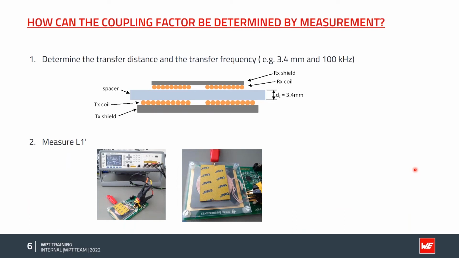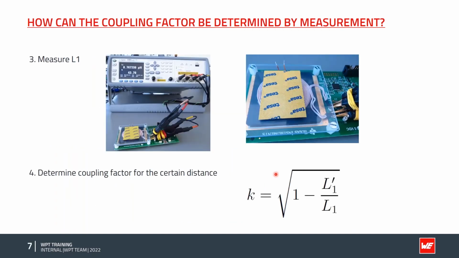So at first, we have to determine the transfer distance and the transfer frequency. In this example, I used a distance of 3.4 millimeter and a frequency of 100 kilohertz. So as I mentioned before, we have to measure L1', which is the short circuit inductance. So we have to short the secondary side and measure the inductance of the primary coil. Then we have to measure the inductance of the primary coil when the secondary side is open, which is L1.